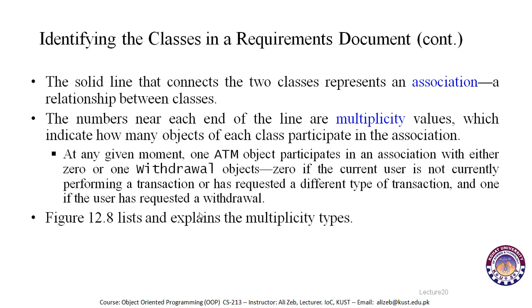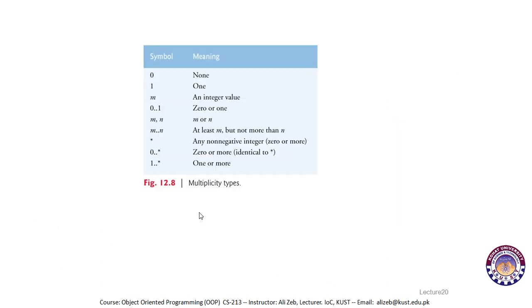In the next figure, we will see an explanation of the multiplicity values that are used in a class diagram. For example, if we have used 0, then we mean none. 1 would mean 1. M is usually used for an integer value, so we can have more than one object of a class participating in a relationship. So in that case, we will use M, that will be the number at that moment. If we know the number, then we will enter the number, the maximum number at that point. For example, here the maximum number is 1, so we have used a 1 instead of an M.